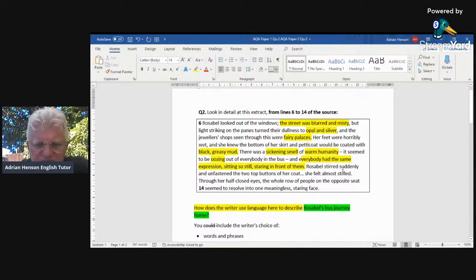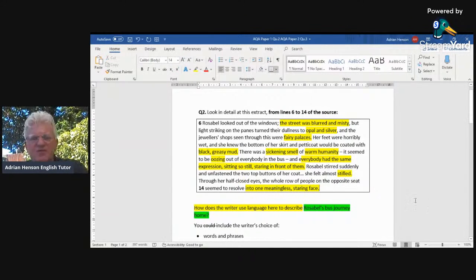And it says Rosabelle stirred suddenly and unfastened the two top buttons of her coat. She almost felt stifled, strong word, which shows that she's absolutely overwhelmed by the conditions, the crowding, on top of the fact she's in a tired state, because the actual extract is called The Tiredness of Rosabelle. A lot of students don't recognize that on the cover page, and they should. Through half-closed eyes, the whole row of people on the opposite seat seemed to resolve into one meaningless staring face.